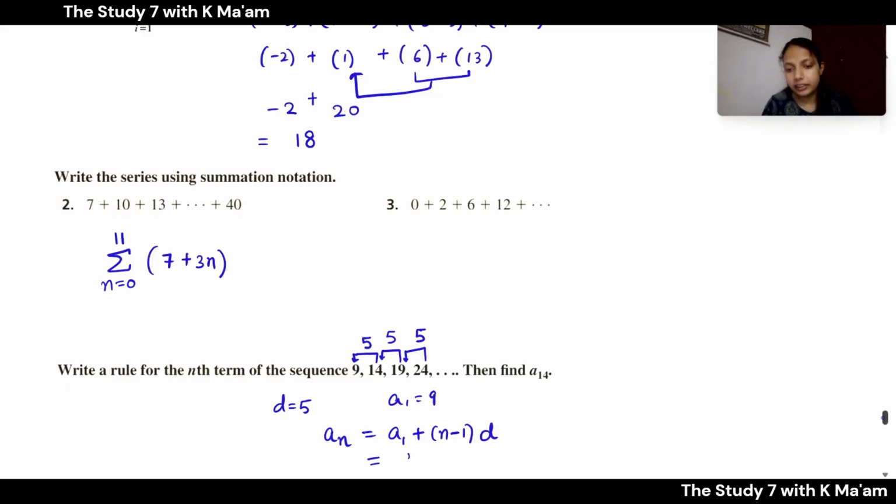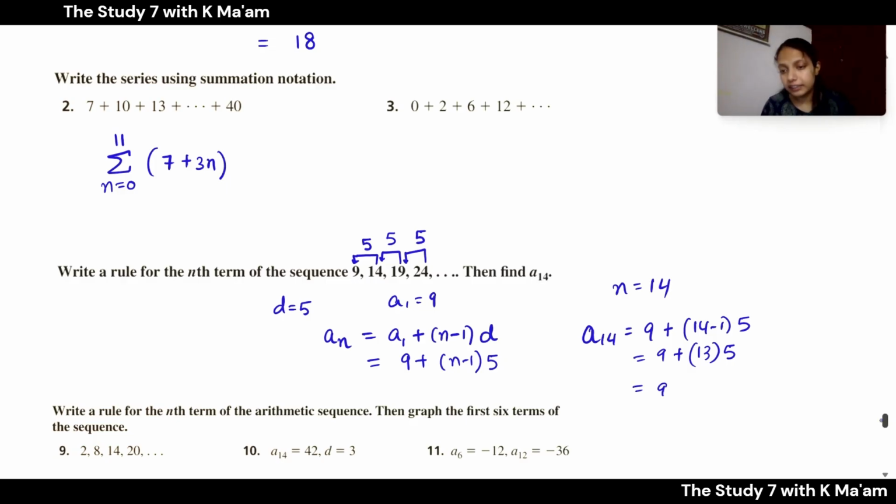Substitute a1. First term is 9. n minus 1 as it is. Common difference is 5. We have to calculate for 14. Substitute n as 14. So a14 is 9 plus 14 minus 1 times 5. So 9 plus 13 times 5. 13 fives are 65. 65 and 9, 74. This is the answer.